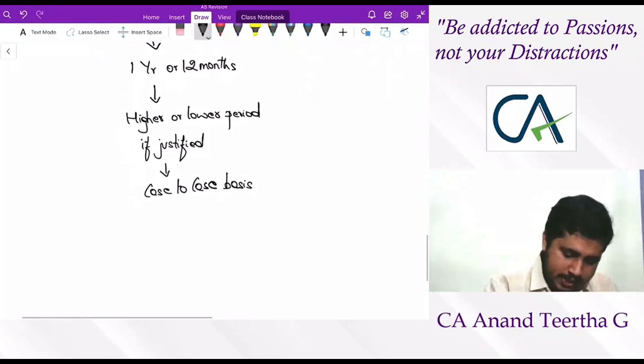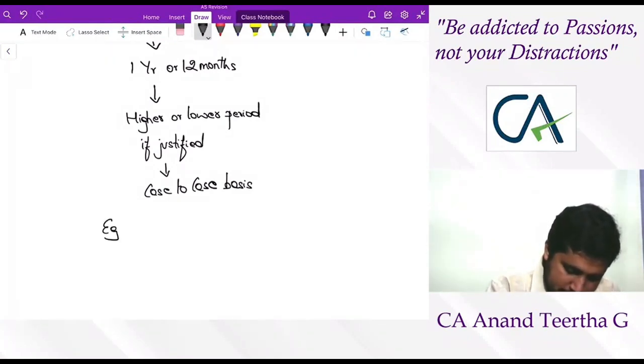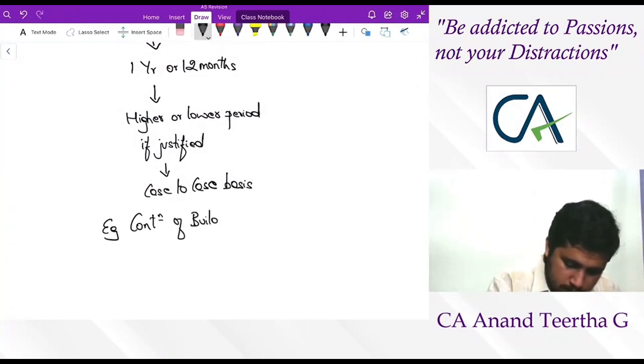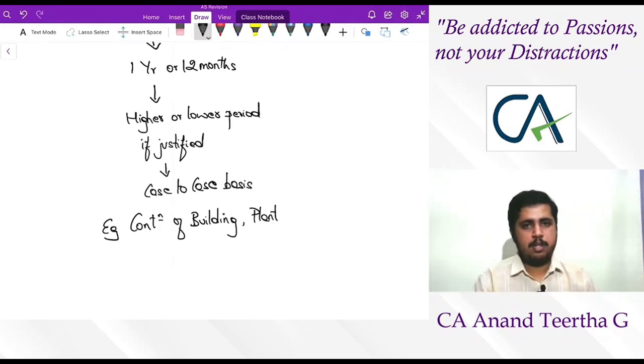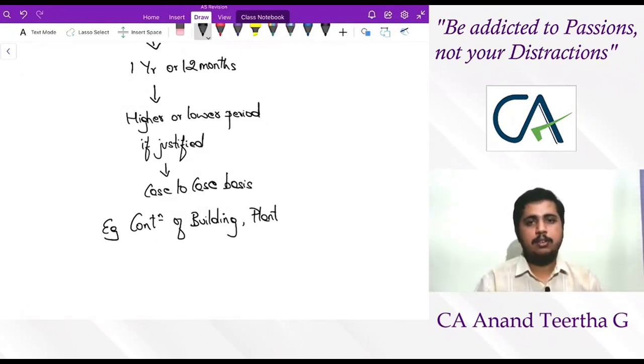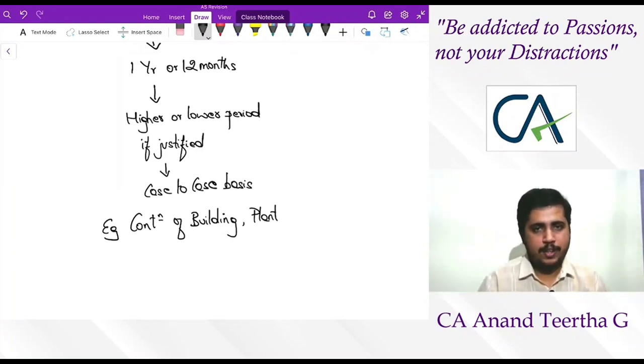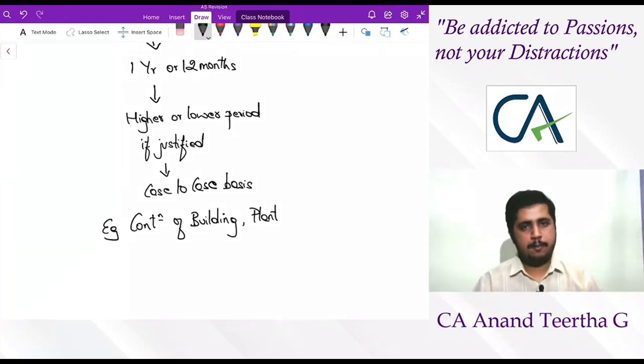So what are those examples we can take up then? Some of the examples are construction of building, then construction of plant, etc. So it has to take substantial period of time to get itself ready. Even from the inventory angle, manufacturing of plants might take time. This large machinery manufacturing might take substantial time. Again, at that time also it becomes a qualifying asset. So that is how you have to deal with it. A qualifying asset is allowed to be capitalized. If it is not a qualifying asset, it is an expense transferred to P&L.